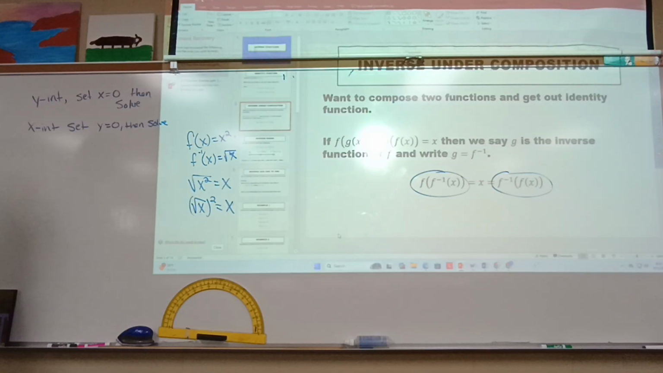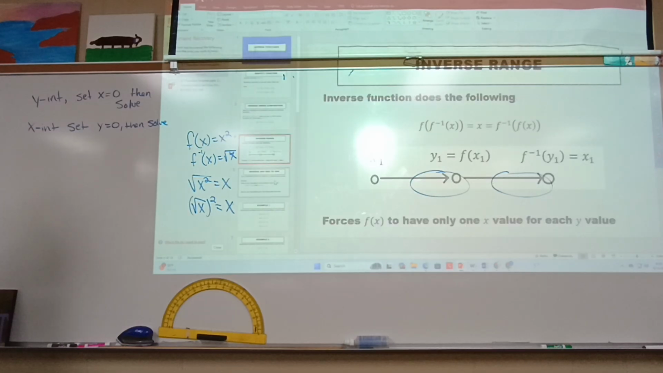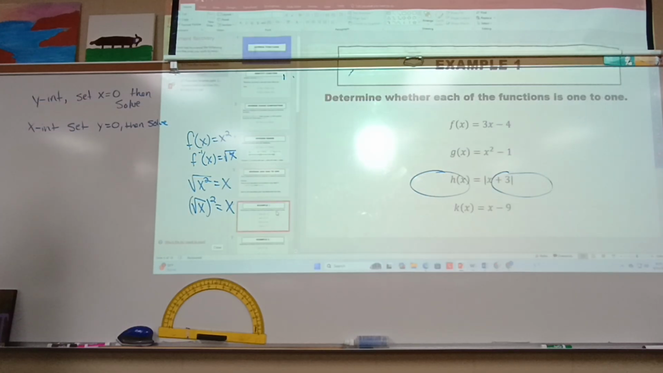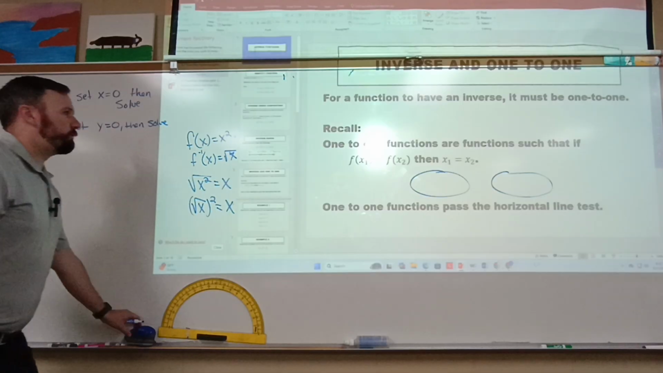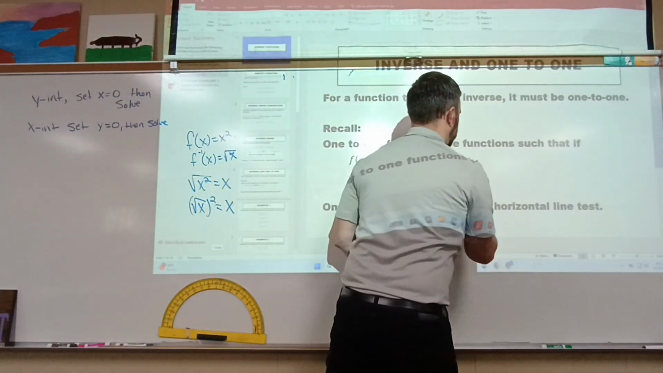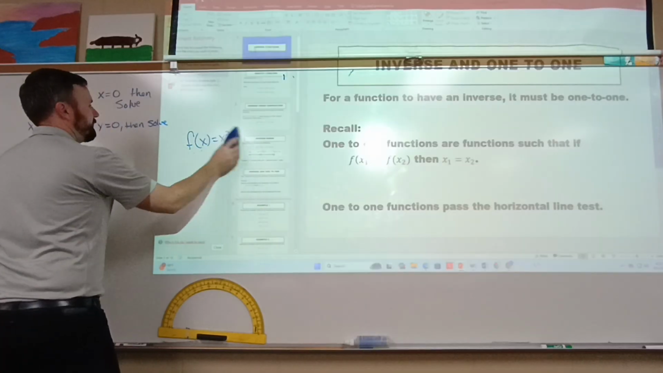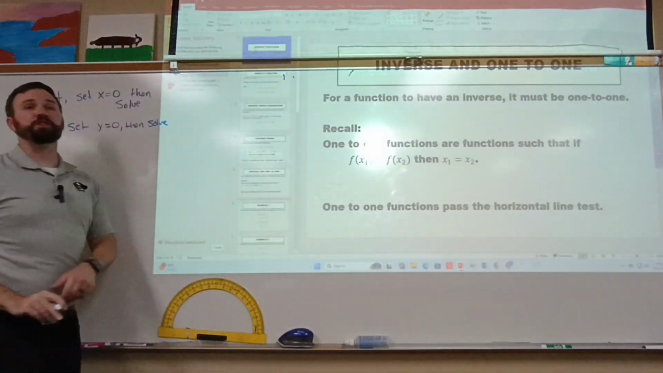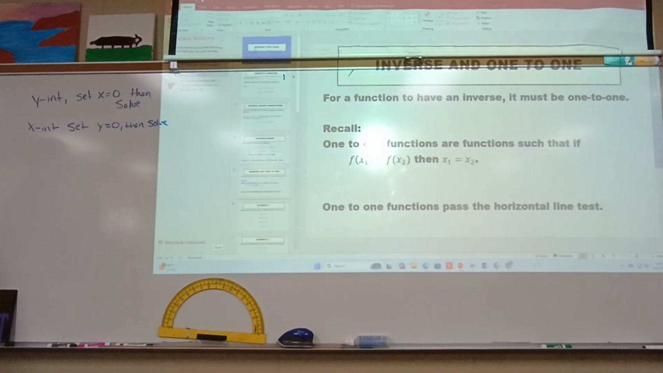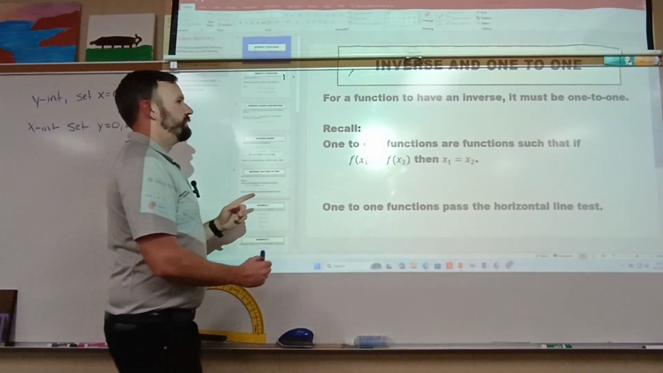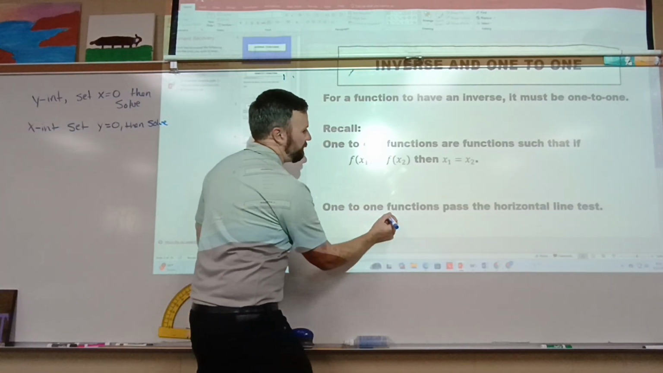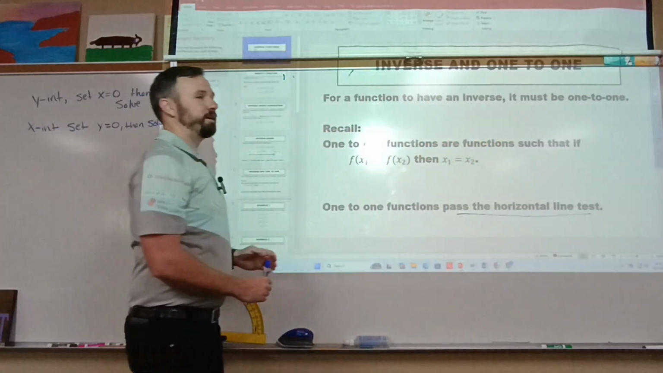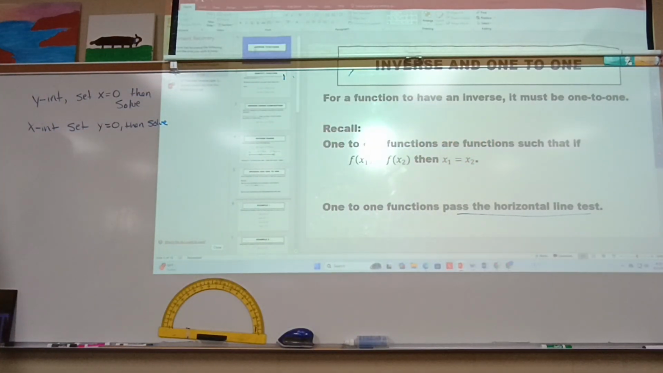I'm only going to make you do a little bit with that definition. Ooh, that was tricky. So now, for a function to have a legit inverse, it has to be 1-to-1. What does it mean to be 1-to-1? We briefly touched on it a long time ago. 1-to-1 means it passes the horizontal line test, right? We made it past the horizontal line test.